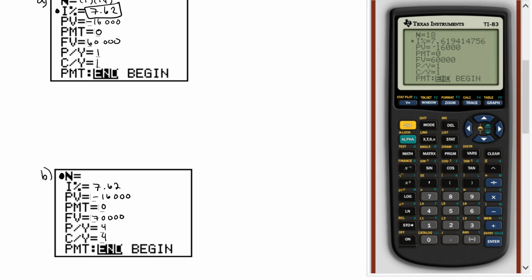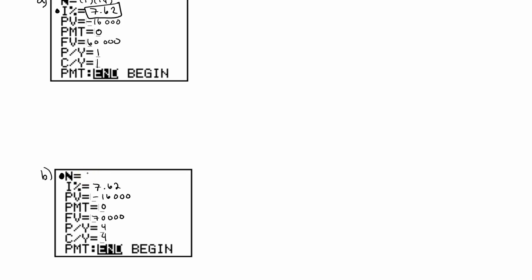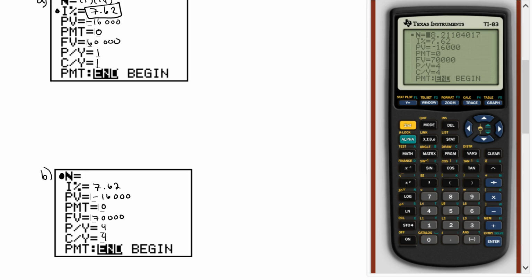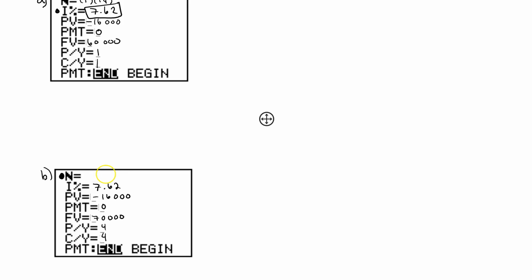So I'm going to go back here. I'm going to change this because it's a little bit different, right? It's not 7.619, it's actually going to be 7.62. My negative 16,000 is the same. My 0 is the same. My future value though is going to be 70,000. And my payments per year and compounding periods per year are going to be 4. I'm going to scroll up to n, and that's what we're going to solve for. Alpha, enter. We know that it's going to be 78.21.